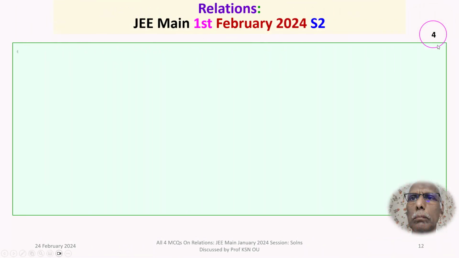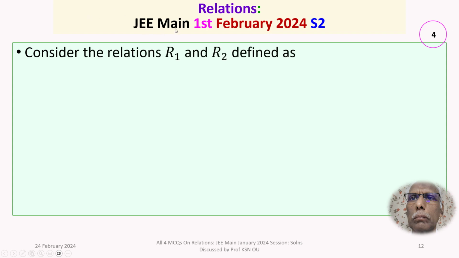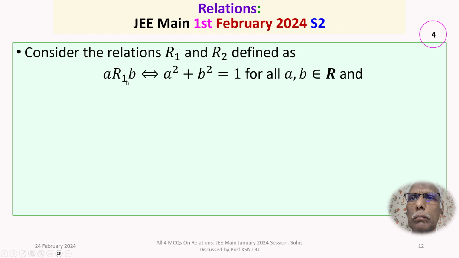That is the fourth question. That is the last question. And this question has appeared in the JEE Main examination held on 1st February 2024, in the second shift. The given question is: consider the relations R1 and R2 defined as A related to B by the relation R1 if and only if A square plus B square is equal to 1 for all A, B belongs to R, where R is the set of real numbers.